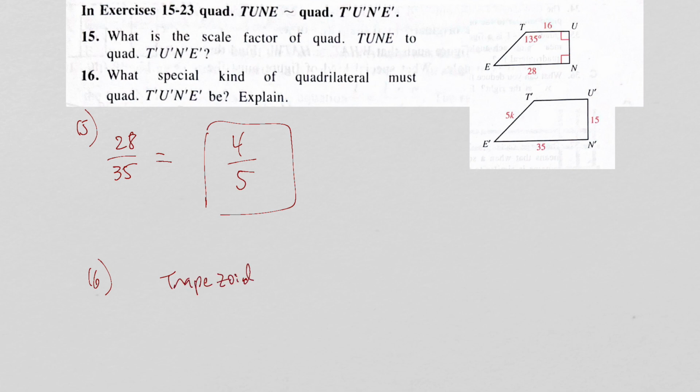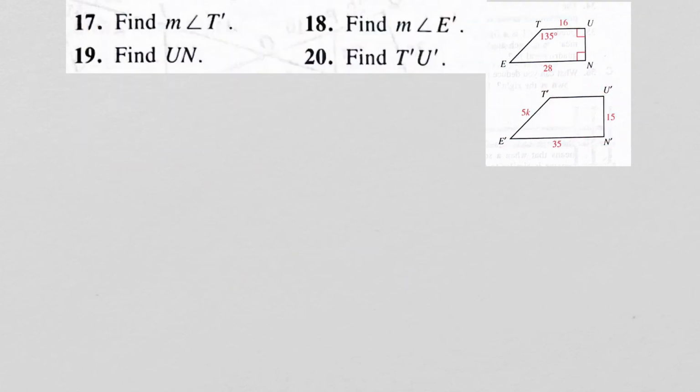And that's because T prime U prime is parallel to E prime N prime. All right, number 17, if this is 135 and these are similar, then this is also 135.